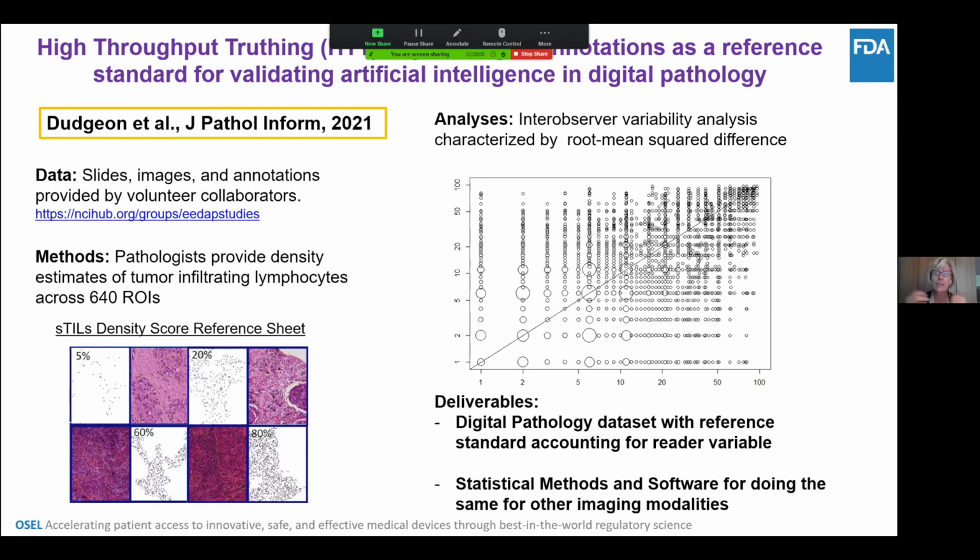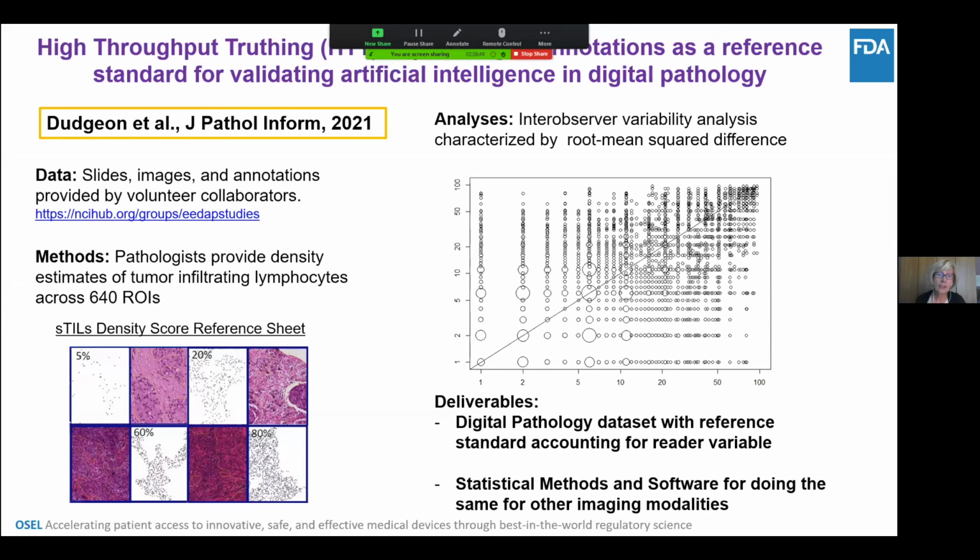The challenge is, what's the reference standard when AI is going to be applied to digital pathology, as we know innovators are wanting to do. We've heard some other examples this morning about how you might develop a reference standard from a set of readers. The key aspect of this work is taking into account the variability across the truthers who are doing the annotations as a reference standard. The example application from this work, and you can see a recent publication where you can get more information in the Journal of Pathology Informatics this year.